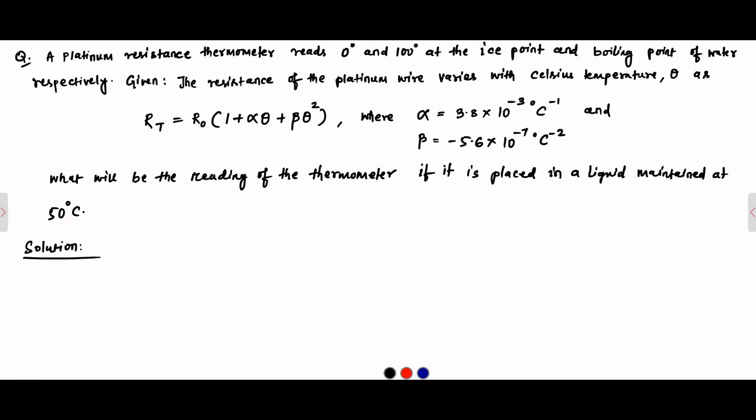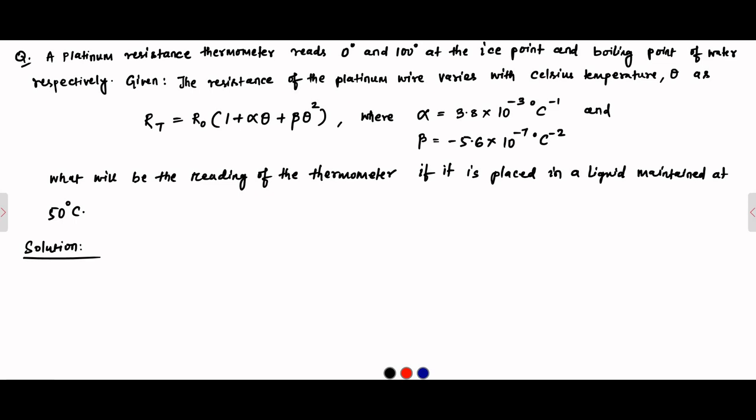So here is another question on temperature measurement and temperature scales. It is given that a platinum resistance thermometer reads 0 degree and 100 degree Celsius at the ice point and boiling point of water respectively.